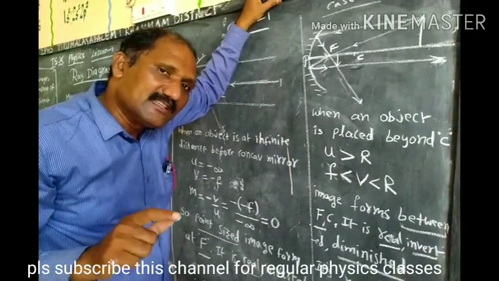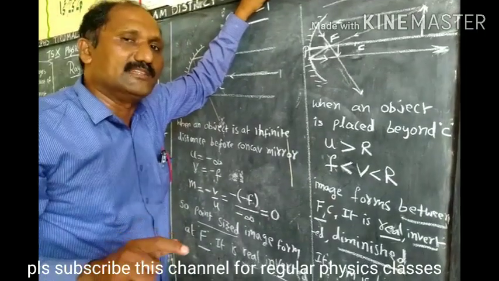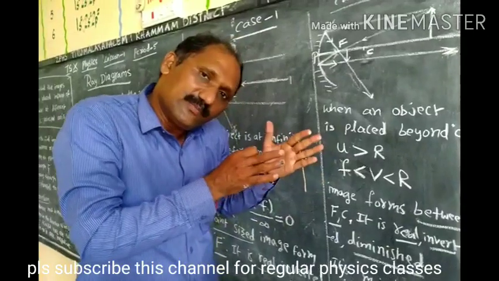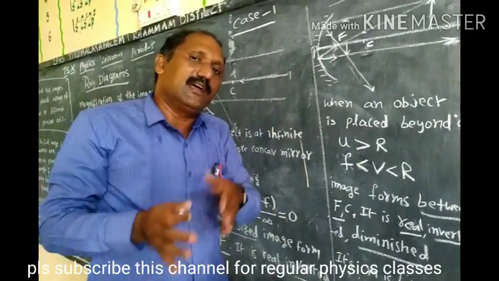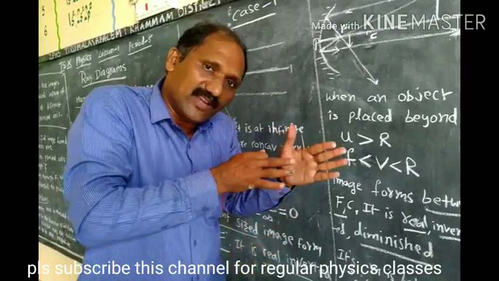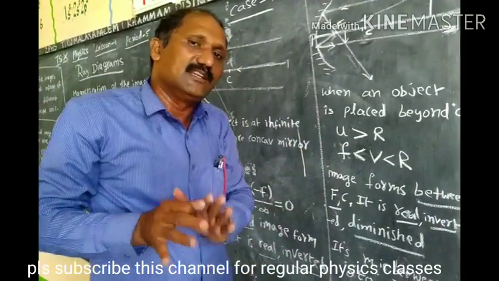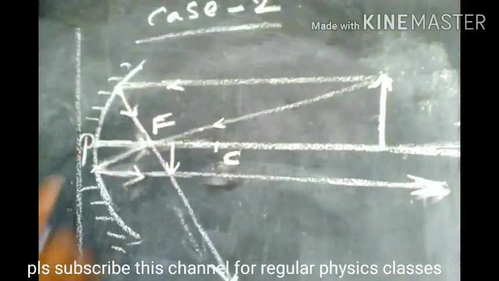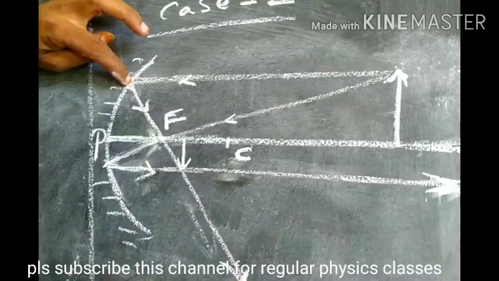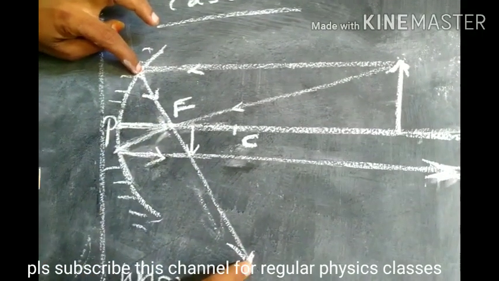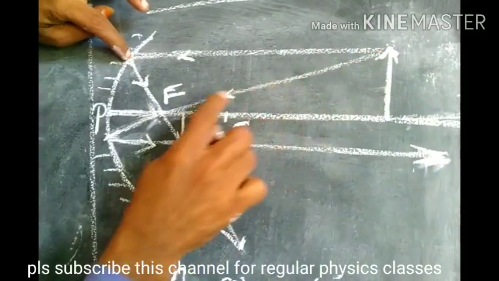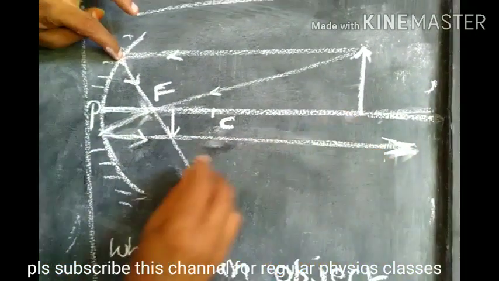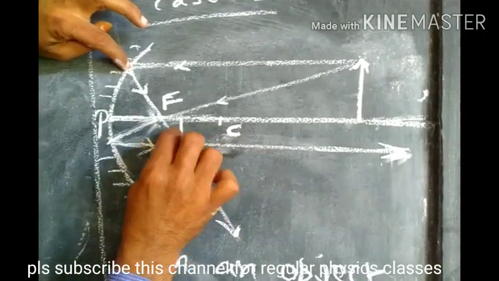The second ray is the one passing through the focal point. We know that the parallel ray is reflected through the focal point, and the ray through the focal point is reflected parallel to the principal axis. This is the parallel ray, which is reflected through the focal point, and the second ray, which is passing through the focal point, is reflected parallel to the principal axis. They meet here at I.